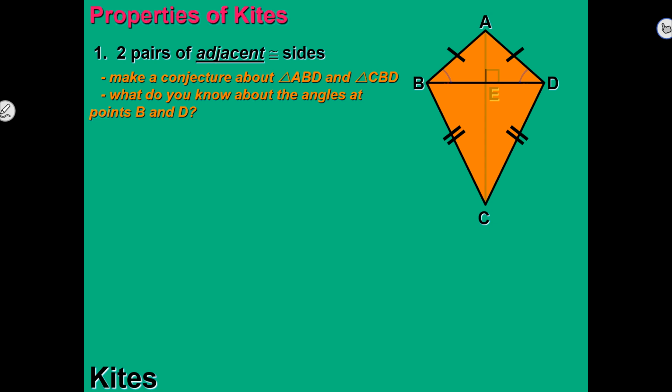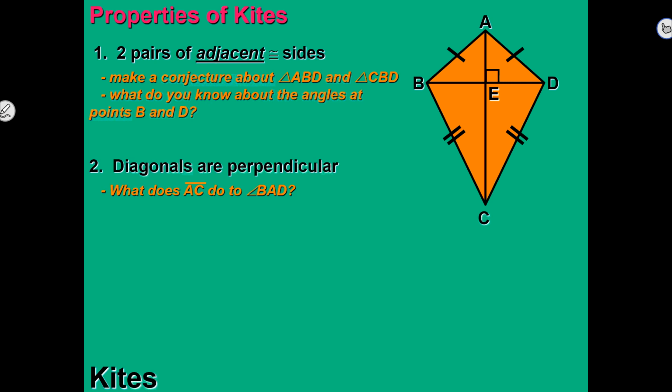All right. So back to our flip book. The second thing you need to write down on that flap is that the diagonals are perpendicular. And what does diagonals being perpendicular mean? Very good. So it asks then, what does the line segment AC do to angle BAD? So what did that line segment AC do to angle A? And what did AC do to angle C?